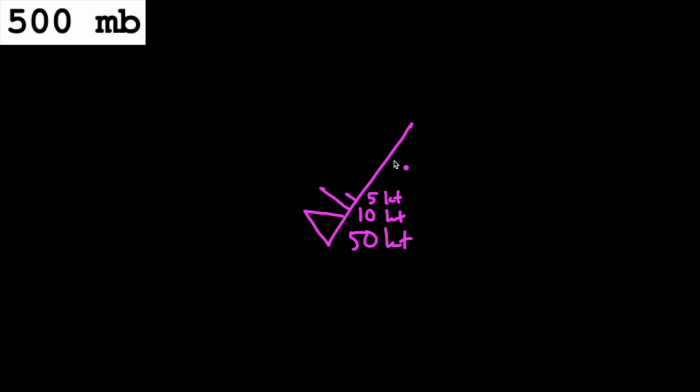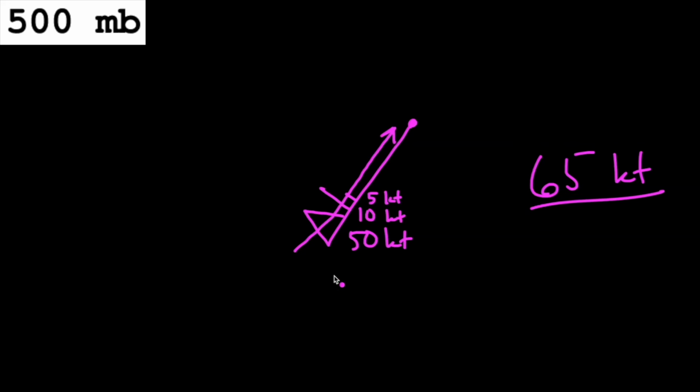So in this example here, this would be a 50 plus 10 plus 5 knot wind, which is a 65 knot wind. And the direction of the wind is assumed by going through the flags and staffs toward the end of the barb, or toward the center of the station. So this would be a 65 knot wind out of the southwest. So that's how those wind barbs work.